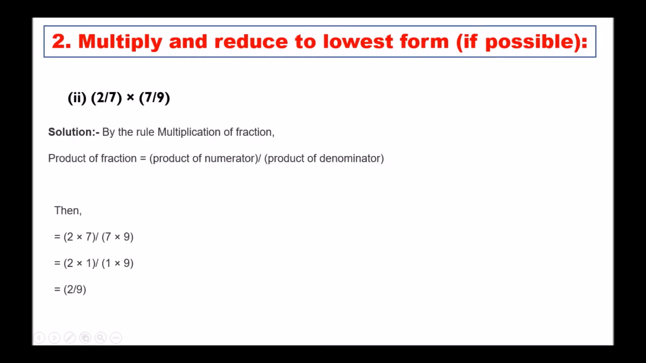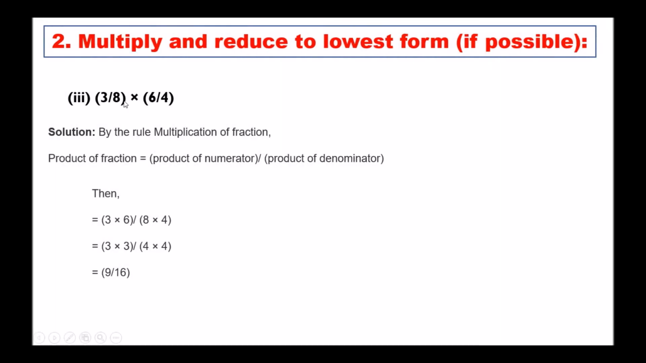Next, 2 by 7 into 7 by 9. Same we will do with the rule of multiplication of fraction. So 2 into 7 divided by 7 into 9. So 2 into 1 divided by 1 into 9, that is 2 upon 9. We can cut this 7 because 7 ones are 7 and 7 ones are 7. So it will become 1 and 1. So 2 into 1 is 2 and 1 into 9 is 9. So answer is 2 upon 9.